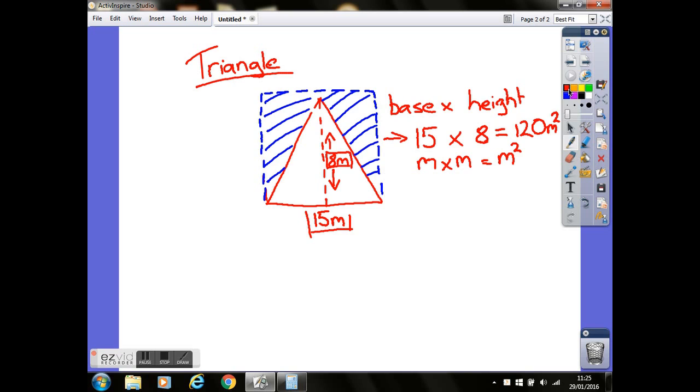So the only thing that we need to do is to take our base times height measurement, which for us is 120 meters squared, and we just need to divide that by 2, which would give us 60. Oops, running out of space a little bit, but still 60 meters squared. And that's how we get rid of all this extra space here. And that's it for a triangle.